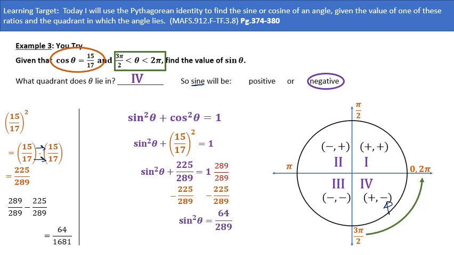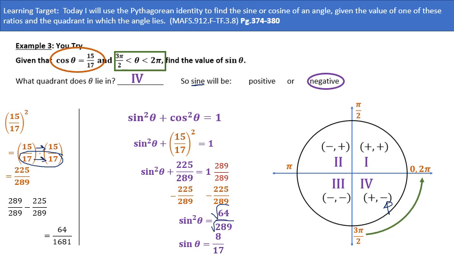So now we get sine squared of theta equals 64 over 289. What are we going to do now? Square root. Square root of 64 is 8. Square root of 289 is 17 because that's where it came from. So sine of theta equals 8 over 17. Are we done? Nope.